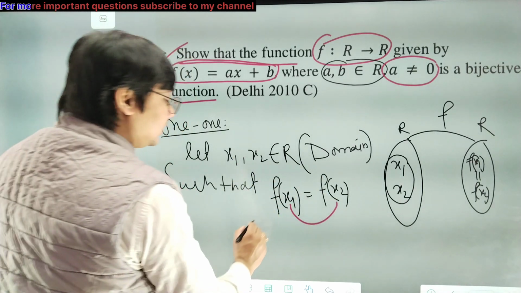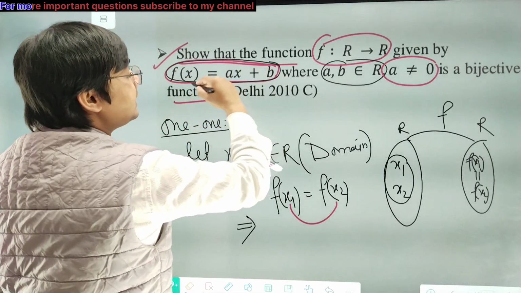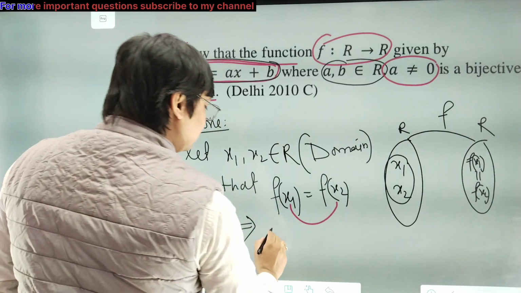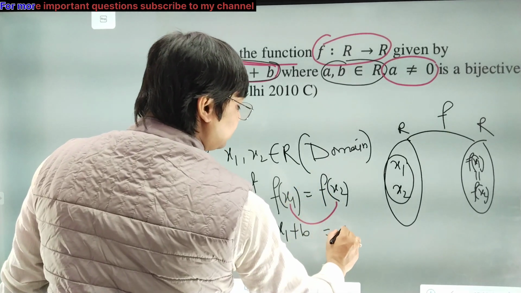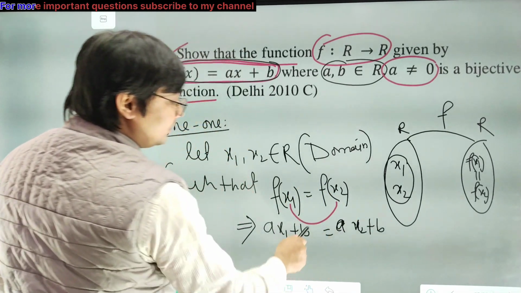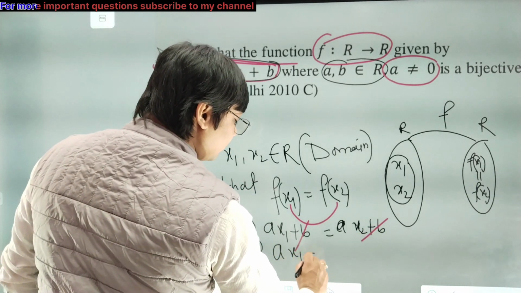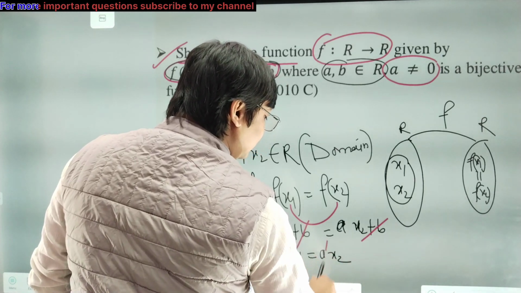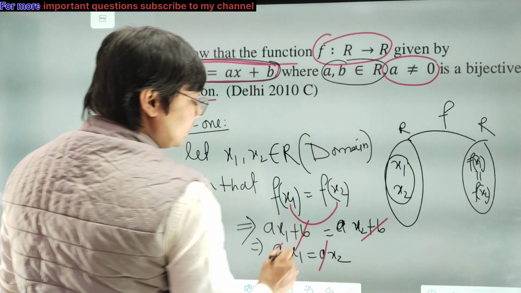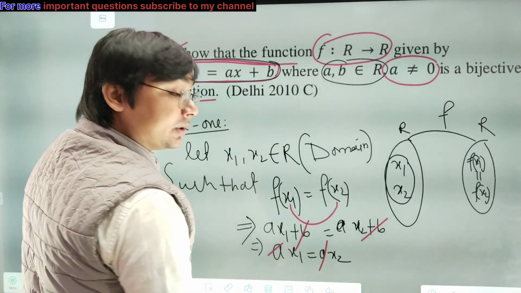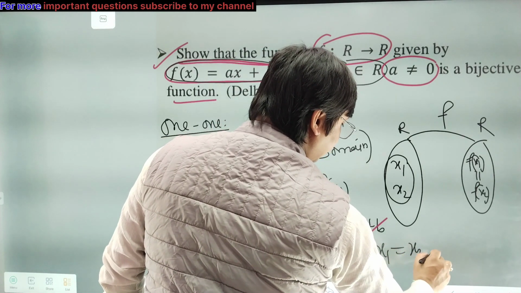So you put the value of f of x1. You see the definition of the function: f of x is ax plus b. That means this will be a of x1 plus b, and what will be f of x2? This will be a of x2 plus b. So you see this b will be cancelled. From here a of x1 equal to a of x2, and this a also will be cancelled. Why? Because a is non-zero, and any non-zero number we can cancel here. So from here we get x1 equal to x2.